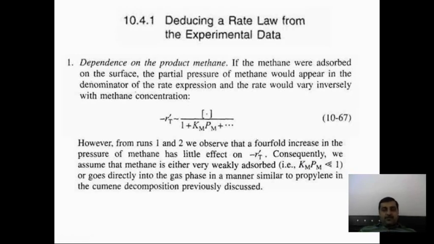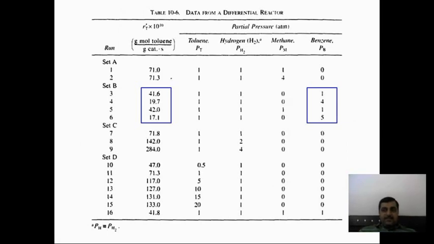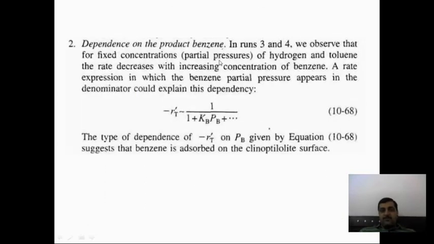Let's go on to the second component, that is benzene. Now if you look at benzene, run 3 has only 1, then there is a 4-fold increase, and then there is a drop, and there is a further increase, and a further drop. So it's a very clear indication of an inverse relation with the partial pressure of benzene. The rate decreases with the increasing concentration of benzene. A rate expression in which the benzene partial pressure appears in the denominator will explain this dependence.